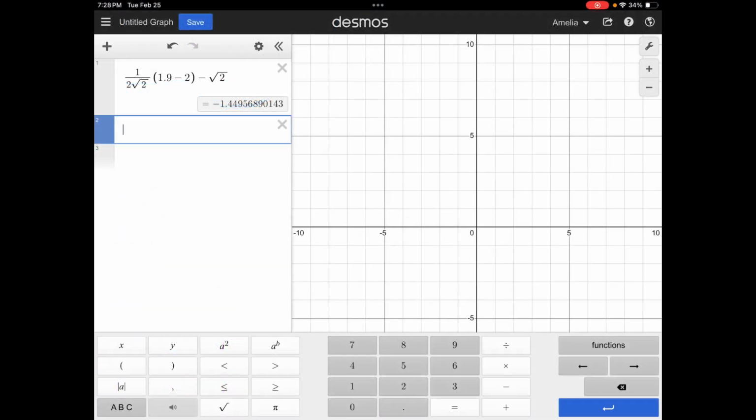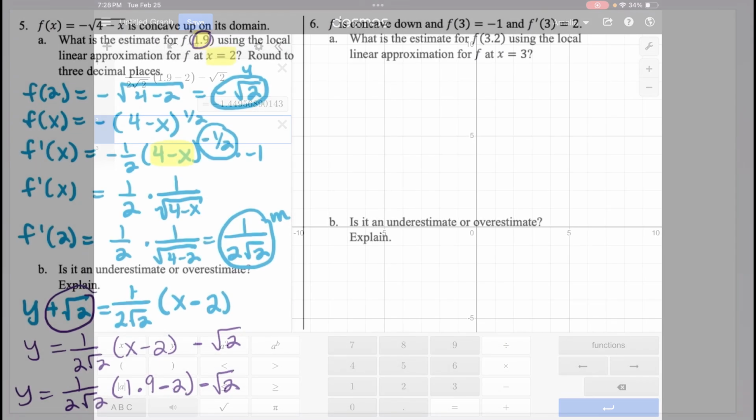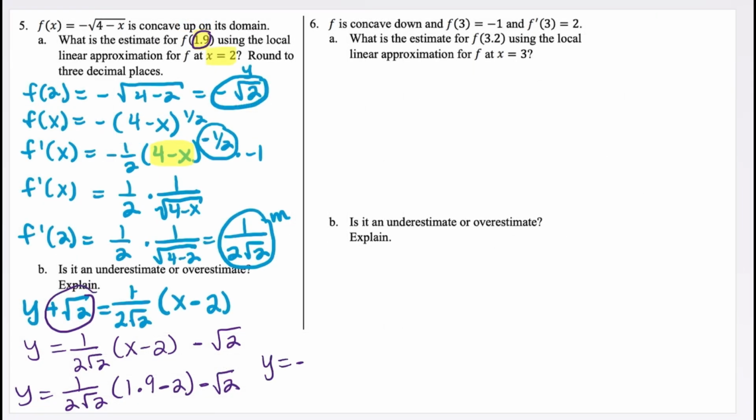And when I put that value into Desmos, I get negative 1.4495. And that's going to round up to negative 1.450. So negative 1.450 is going to be that solution. So y equals negative 1.450. And that is the local linear approximation using that tangent line.